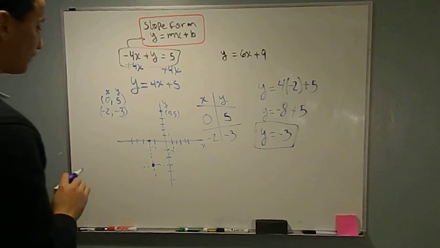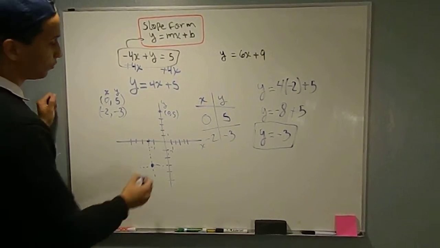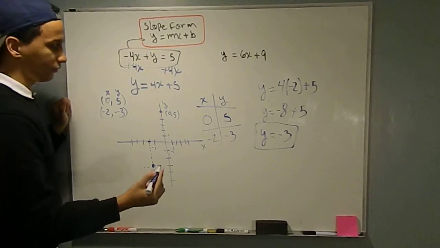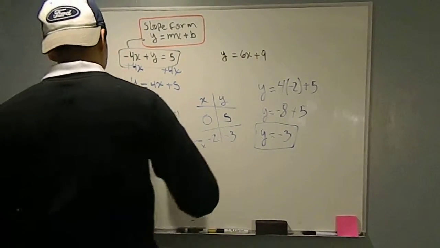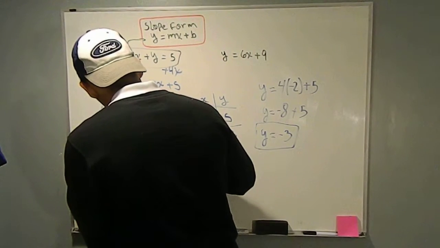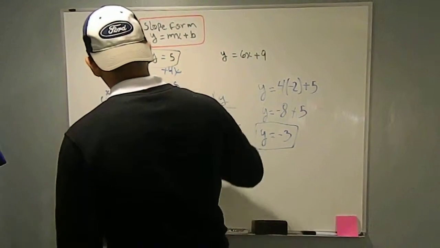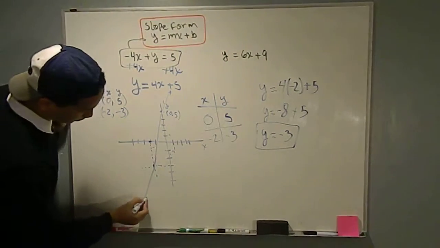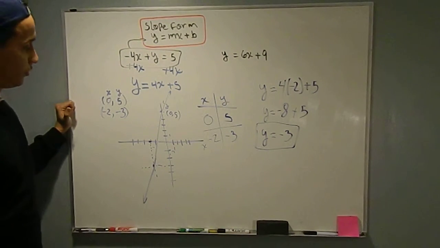After we have those points, what we have to do is draw a line. I don't have a ruler right now, so I'm going to do my best. I'm not a good drawer, so this is kind of our graph.